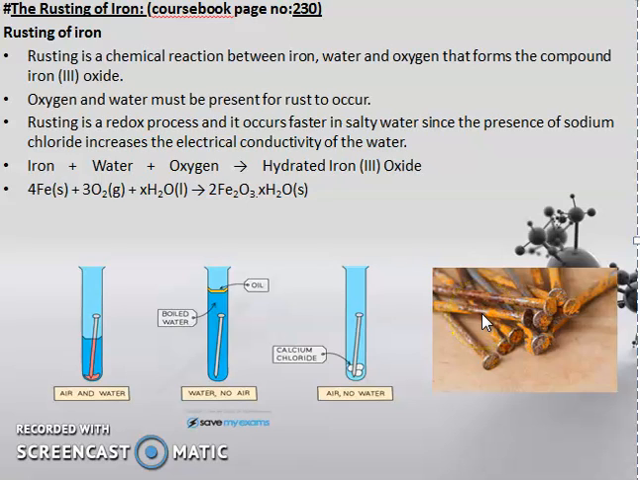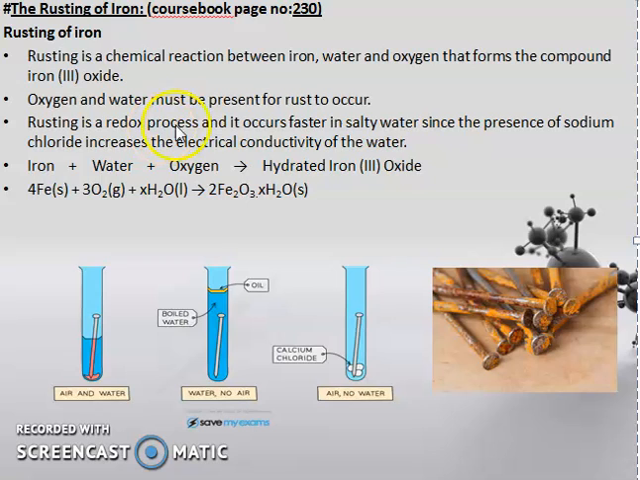Okay, now see what is rusting. It is the chemical reaction between iron, water and oxygen that forms the compound iron oxide. Now see students, these nails are made of iron, but when they come in contact with water and air, they form iron oxide, which gives the concept of rusting. Got it? So oxygen and water must be present for rust to occur.